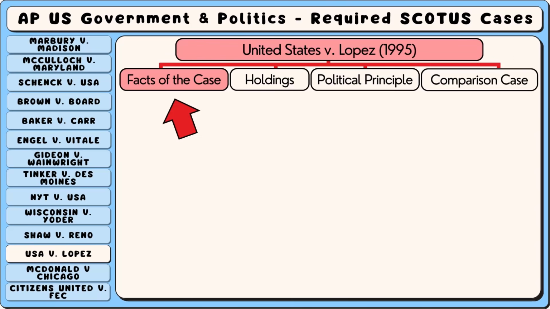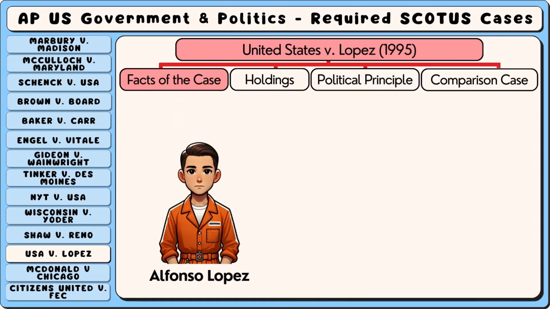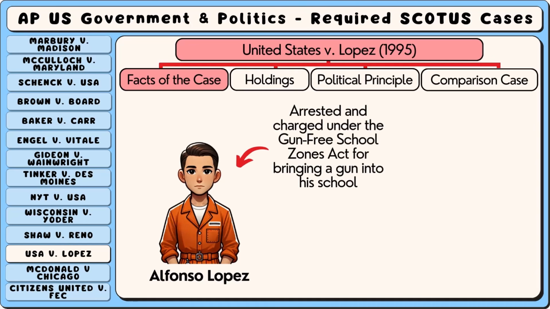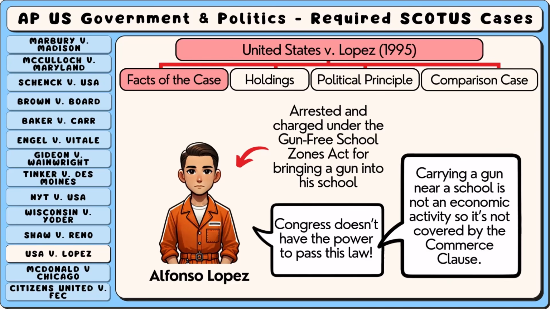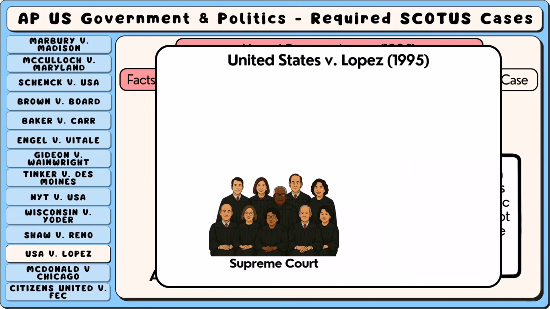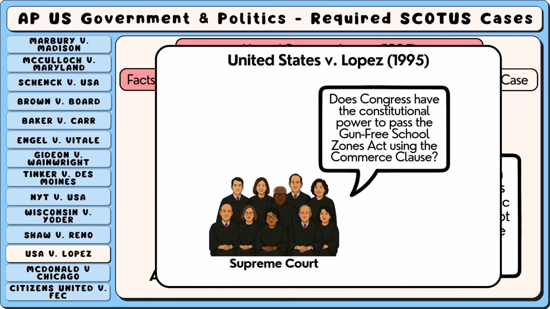Now let's look at the facts in the case. In 1992, a high school student named Alfonso Lopez was arrested and charged under the Gun-Free School Zones Act for bringing a gun into his school. Lopez argued that Congress did not have the power to pass this law in the first place because carrying a gun near a school was not an economic activity and had nothing to do with interstate commerce. This led to one big question for the Supreme Court. Did Congress have the constitutional power to pass the Gun-Free School Zones Act using the Commerce Clause?